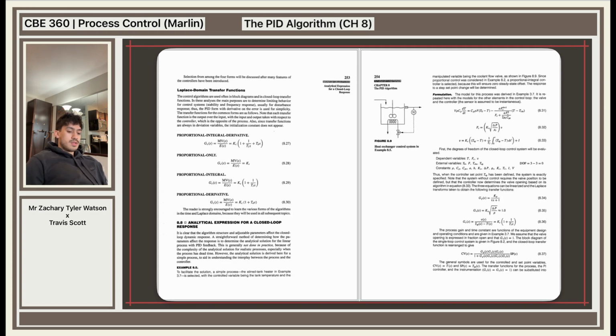The control algorithms are used often in the block diagrams and in closed loop transfer functions. In these analyses, the main purpose is to determine limiting behavior for control systems, so determining stability and frequency response, usually for disturbance response. Thus, the PID form with derivative on the error is used for simplicity. The transfer functions for the common forms are as follows.